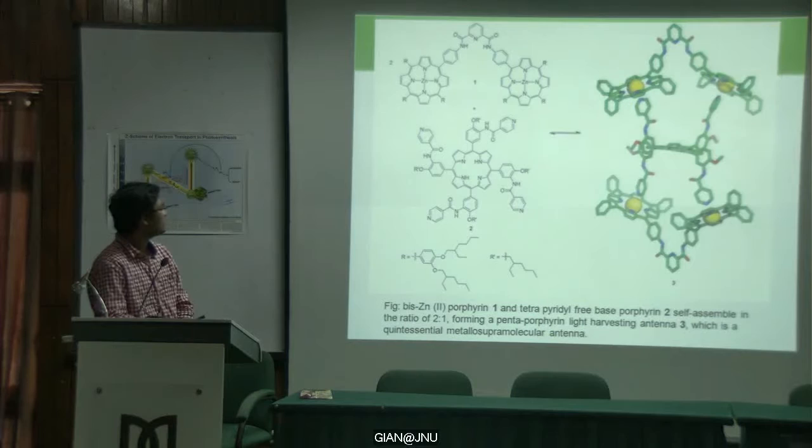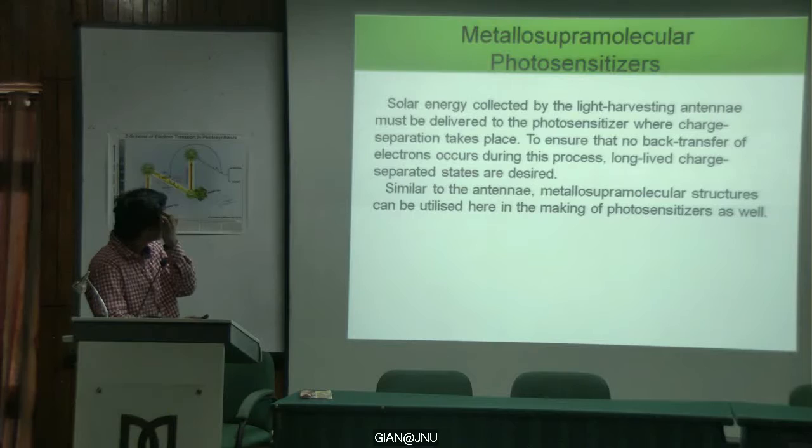This is why we're coming to the molecular structures. This molecule was made by Hunter and co-workers in 2007. Neil Hunter and Engel. So this zinc porphyrin and tetrapyridyl porphyrin combine in a 2:1 ratio and make a pentaporphyrin light harvesting system, which is basically a metallo-supramolecular antenna.